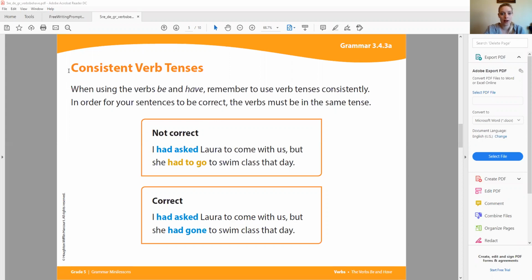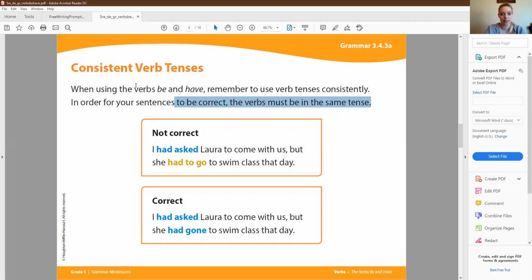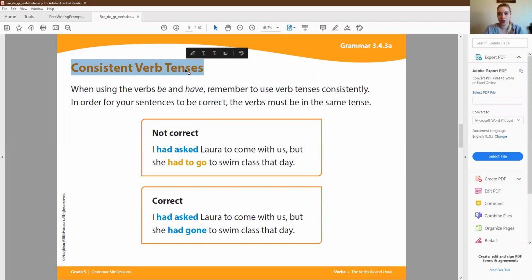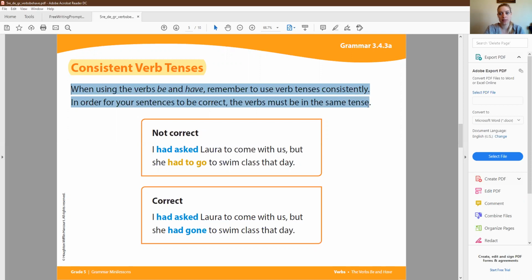So go ahead and write that down. Consistent verb tenses, that's going to be your header at the top of your page. Then the notes that you are going to write down are: when using the verbs be and have, remember to use the tenses consistently. The verbs must be in that same tense. I'll give you a second to write that down and then we'll go over an example together.